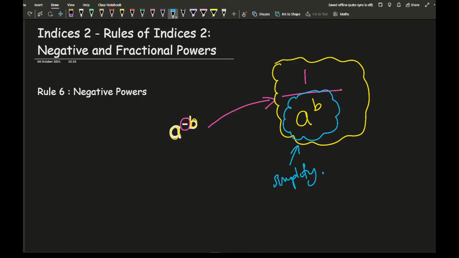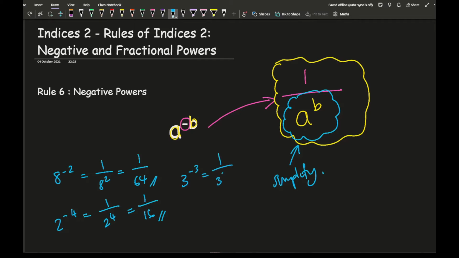So a few examples. Here if we had 8 to the power of minus 2, well that's going to be 1 over 8 squared, which is 1 over 64. If I had, let's say, 2 to the power of minus 4, well, that's going to be 1 over 2 to the power of 4, which is 1 over 16. If I had 3 to the power of minus 3, then that's going to be 1 over 3 cubed, which is 1 over 27. And there you go. So the negative just means 1 over.